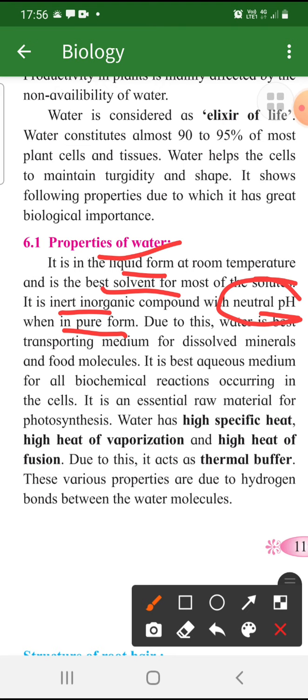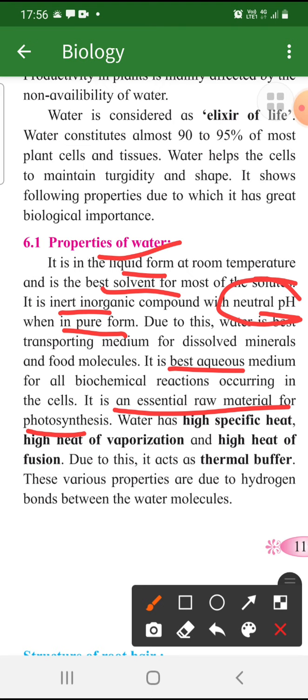And it is the best aqueous medium for dissolving biochemical, or for dissolving anything, for the reactions, biochemical reaction that has to happen. And it is the raw material for photosynthesis. Photosynthesis होना है तो पानी की ज़रूरत है. So we have done the chapter photosynthesis. If you remember, हम लोगों ने water का addition किया था to form the equation. 11th में we have learned the equation of photosynthesis, right?